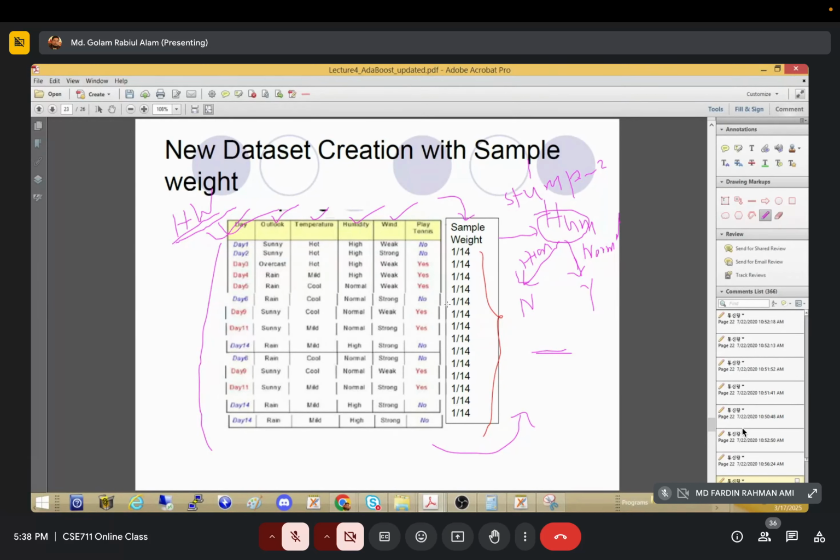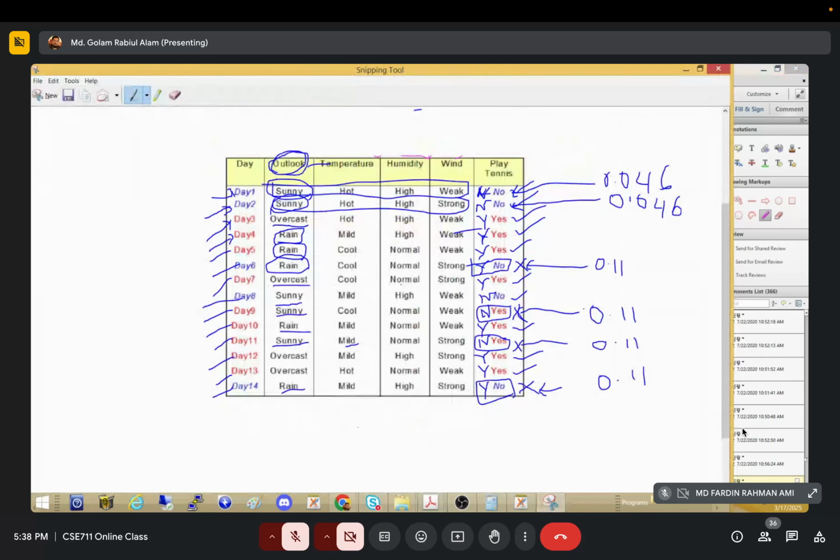We can see that the misclassified instances for our case are day 6, one of the misclassified instances, and day 9 is also one of the misclassified instances, and day 11 is also misclassified, and day 14 is also among the misclassified instances. So those 4 are misclassified instances.